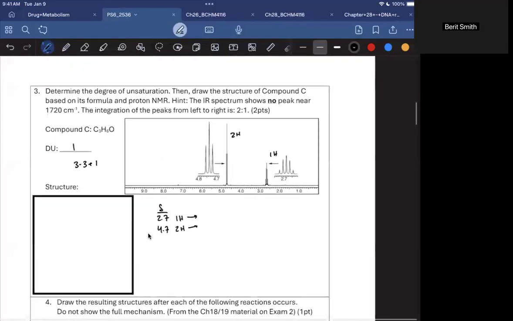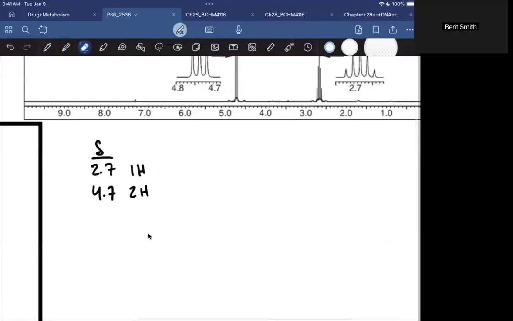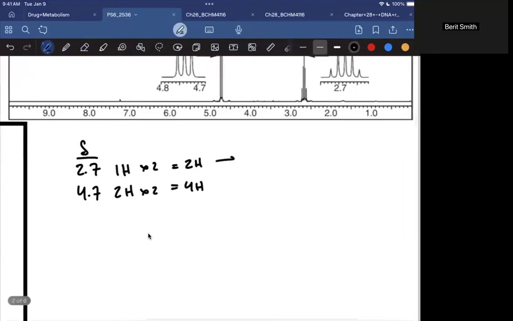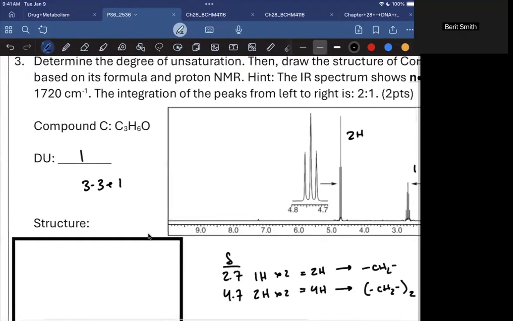And again, we notice that this doesn't match up to the molecular formula, so I'm just going to go ahead and multiply these by 2, which gives us 2H and 4H, which does equal the 6 total that we have. So this is going to be our CH2, and then this is going to be 2 CH2s. And then we've also got this oxygen and a DU of 1.